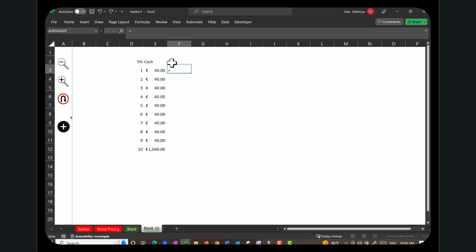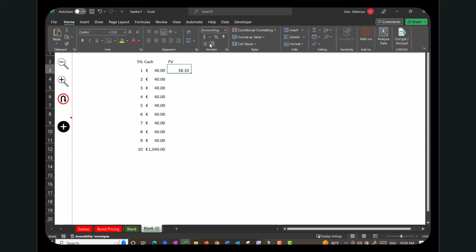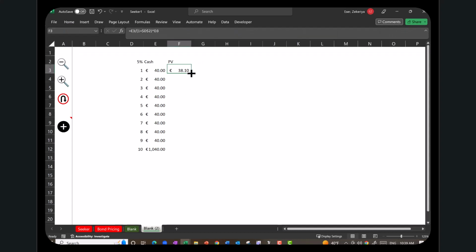I know how to calculate that. Take the cash, divide it by 1 plus the discount rate. Make sure you fix it. Raise to the power number of periods. Good old European today. Double click, fix it up. And MACD is going to be the following.